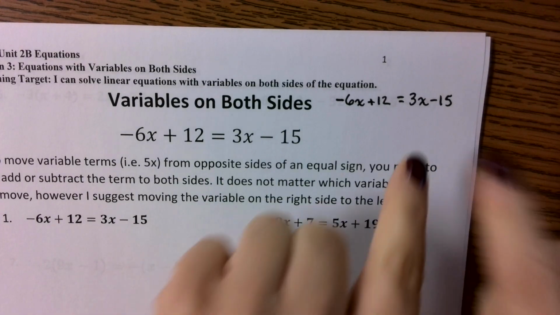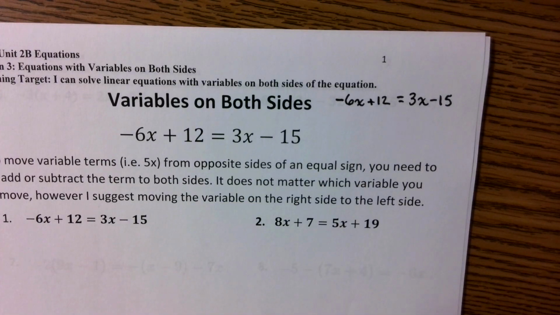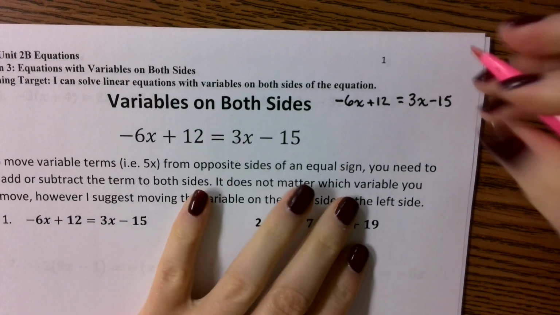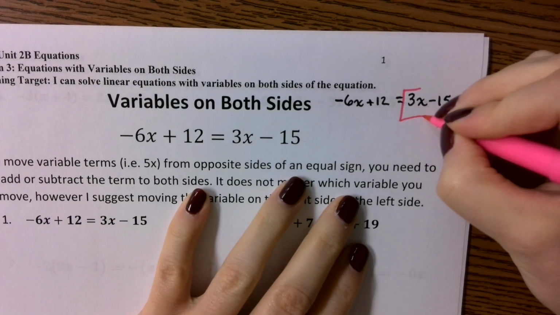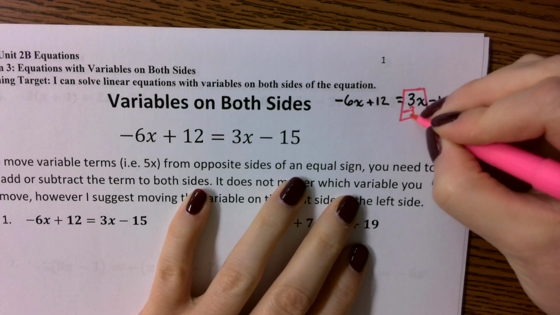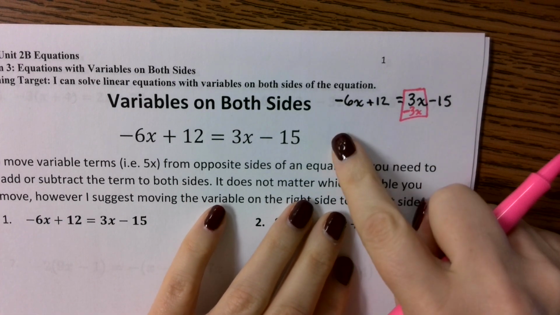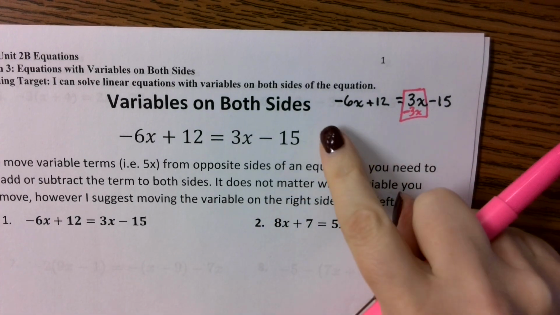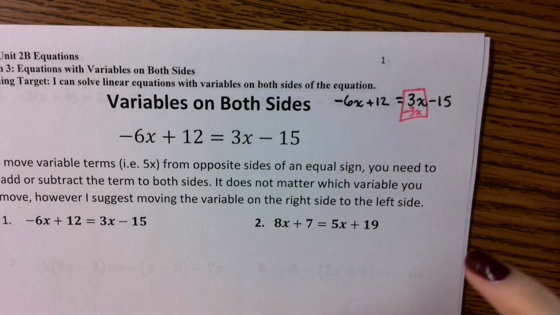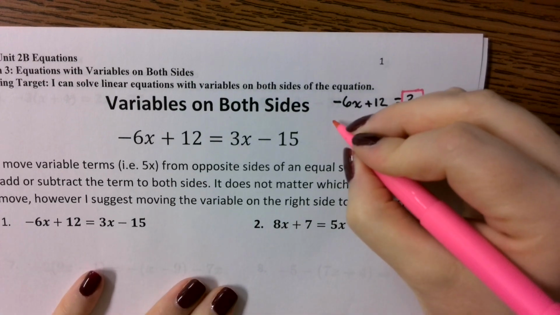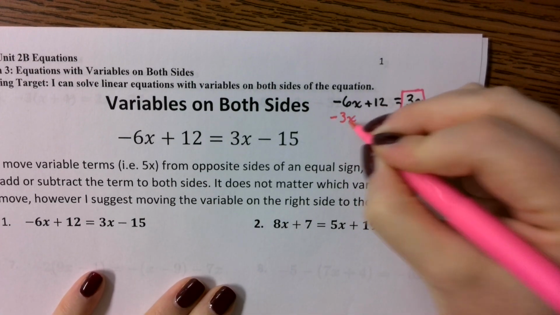For me to move the 3x over to the other side, the first thing I'm going to note is that 3x is a positive value. Therefore, in order to get rid of it, I'm going to subtract it from both sides. Now, when I subtract it from the other side, am I going to subtract it from negative 6x or from positive 12? Negative 6x, right? I want to subtract it from a like term.